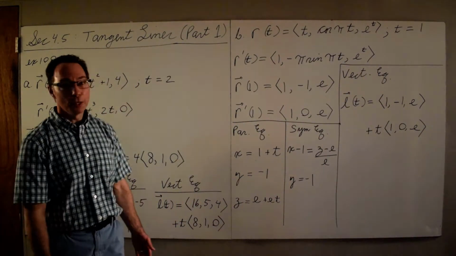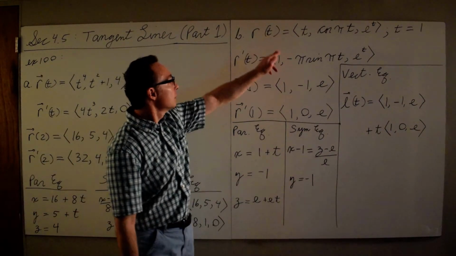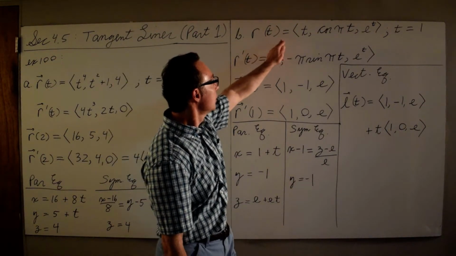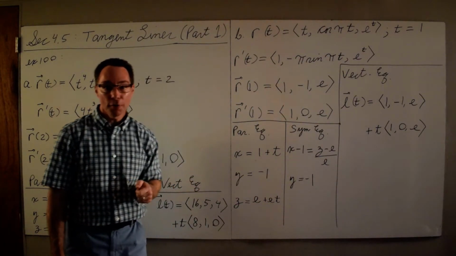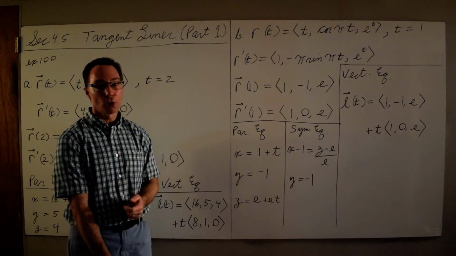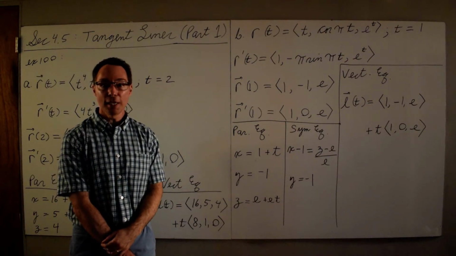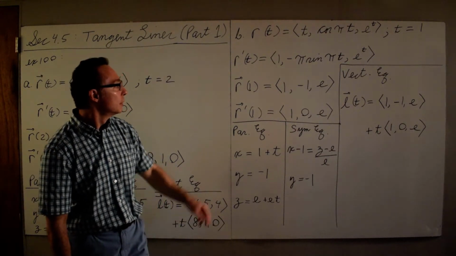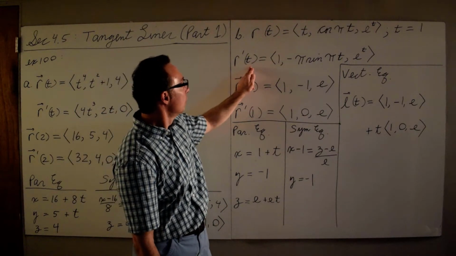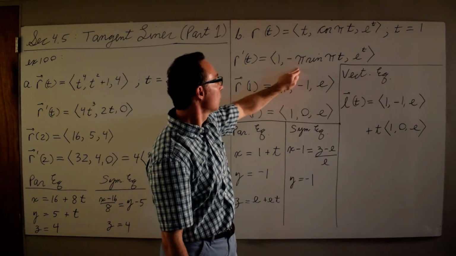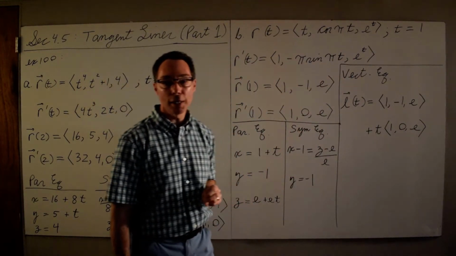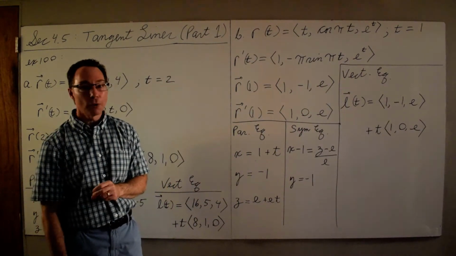Part B is very similar. We have our vector function r of t equals t, cosine of pi t, e to the t. We want to find the equation of the line that's tangent to the curve at the point corresponding to t equal to 1. Calculate the derivative: the derivative of t, the derivative of cosine pi t, where we use the chain rule here, and the derivative of e to the t is e to the t. We learned that in Calculus 2.